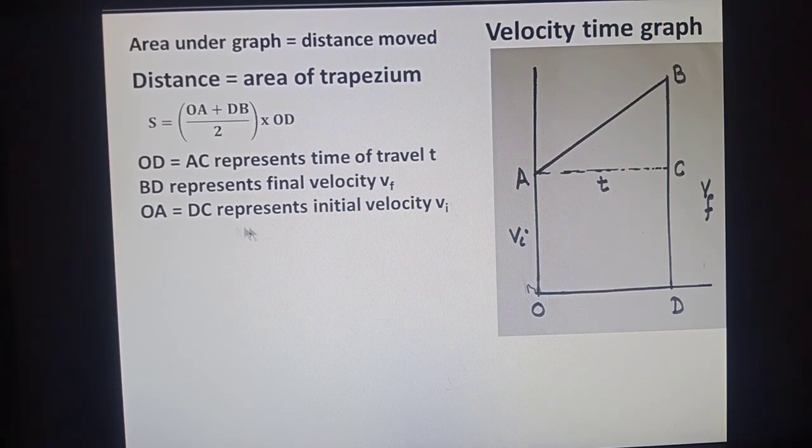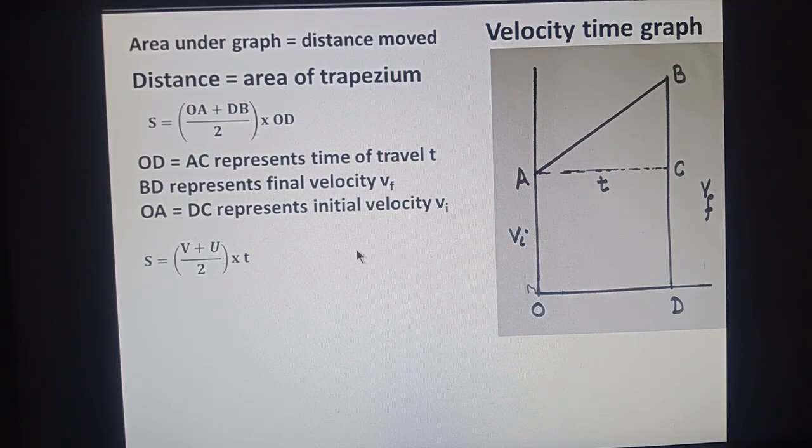Now replacing these values of OA, DB and OD in this equation with their respective values, what we get is S = (V + U)/2 × T, where V is the final velocity, U the initial velocity, and T is the time taken. All these values we obtained from this graph.